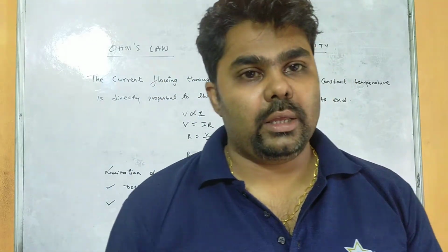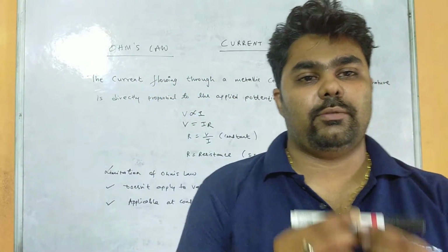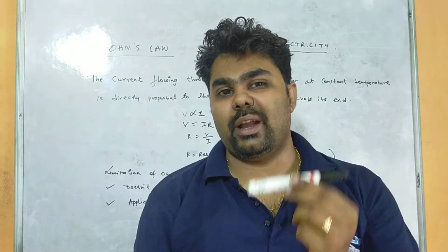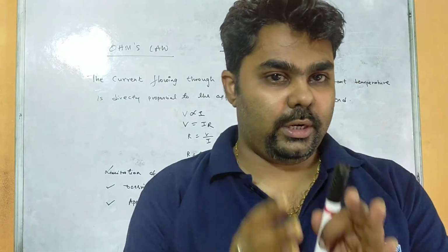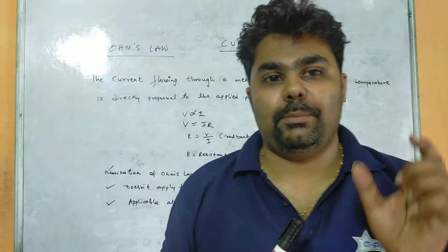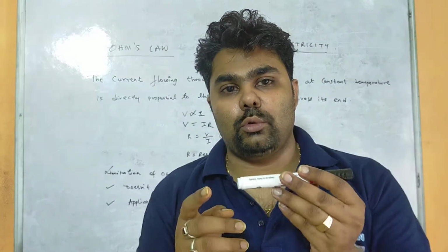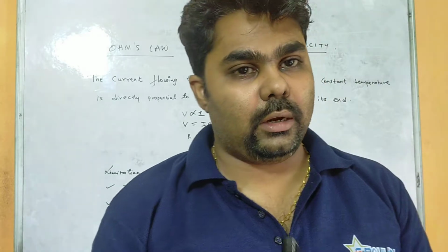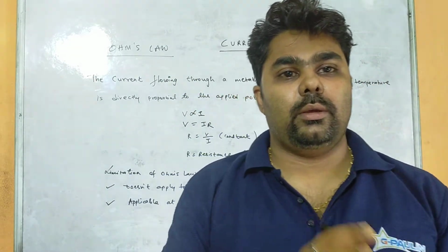So when you apply a source across the ends of the conductor, that means if I consider this one as a conductor, and at both ends of the conductor is connected one battery, that means I am applying a source. That means the current will pass from the positive terminal of a battery to the negative terminal of a battery. That means the positive charge will move from one terminal to the other, and electrons will flow towards the positive terminal.